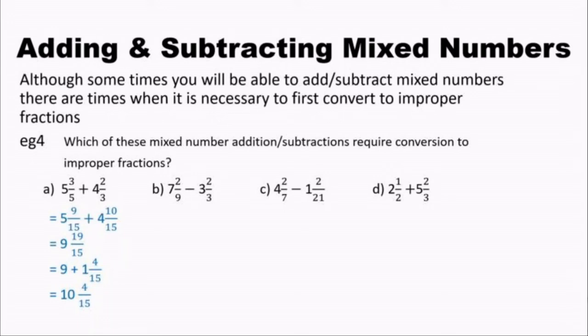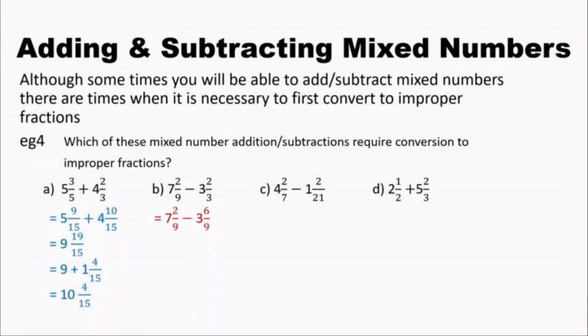However, if I work this out the same way I did the previous one, so I start by getting a common denominator, the lowest common multiple of 9 and 3 is 9 itself. I don't need to change this first fraction. I just need to multiply the denominator here by 3 to make 9. So I multiply the numerator also by 3, which gives me 6. So I've got 7 and 2/9 minus 3 and 6/9.